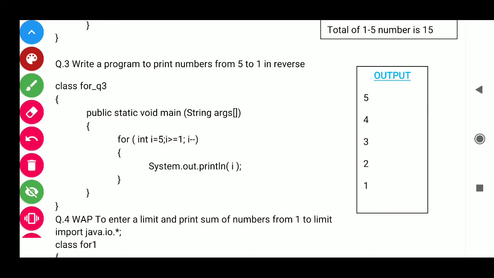Understood? Now come to question number 4. Write a program to enter a limit and print sum of numbers from 1 to limit. Before we were giving the number 5, 1 to 5, 5 to 1, like this way. Now we will input a limit, maybe 5, maybe 10, maybe 15, maybe 50, maybe 100, whatever, it is your choice. So write a program to enter a limit. That means you have to enter after running the program, after compilation of the program.